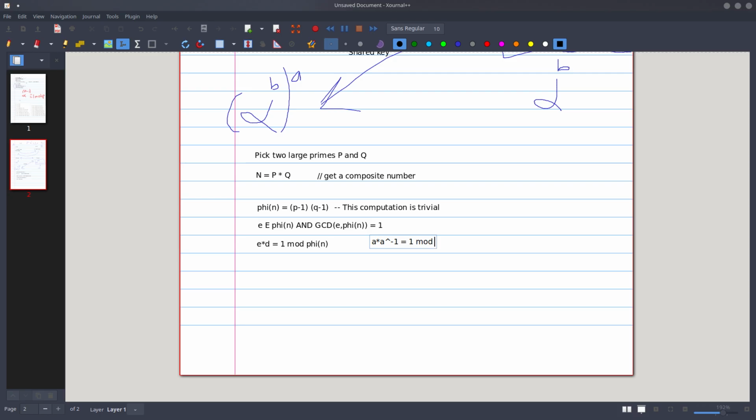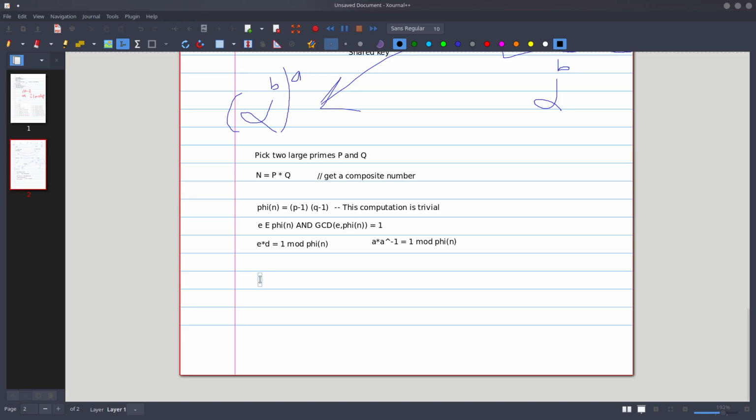And so be very careful here: not reducing modulo n, because we're not in the finite set n. We're in the finite set phi of n. So phi of n here. Okay, and that ensures closure. And that's how we compute d.